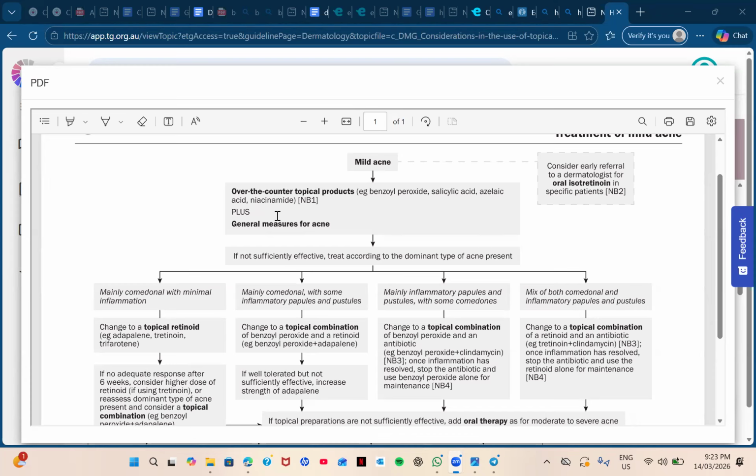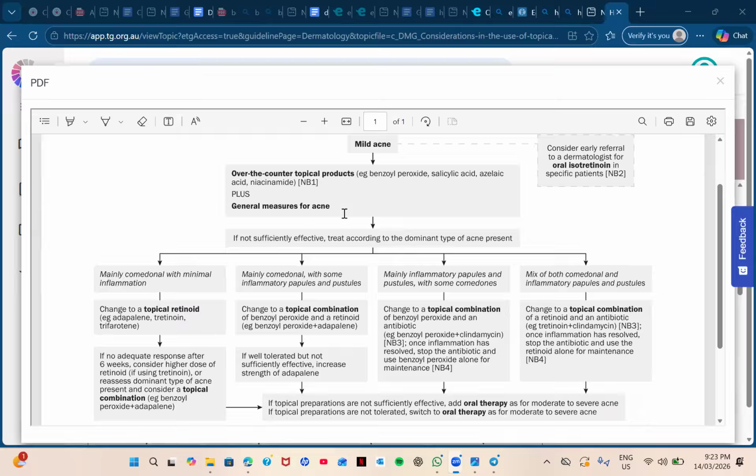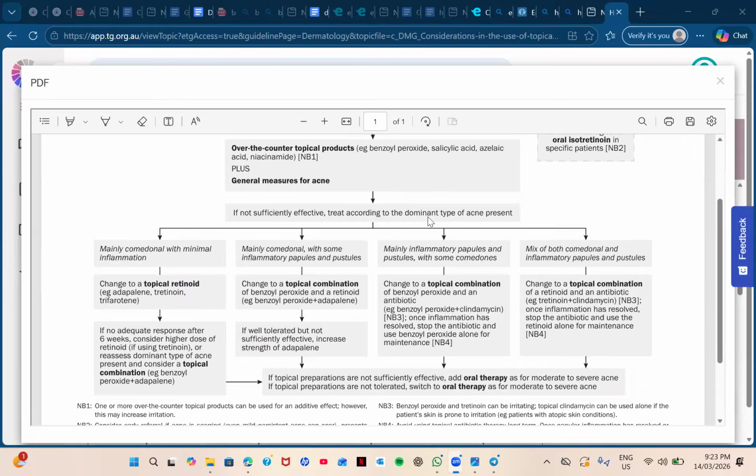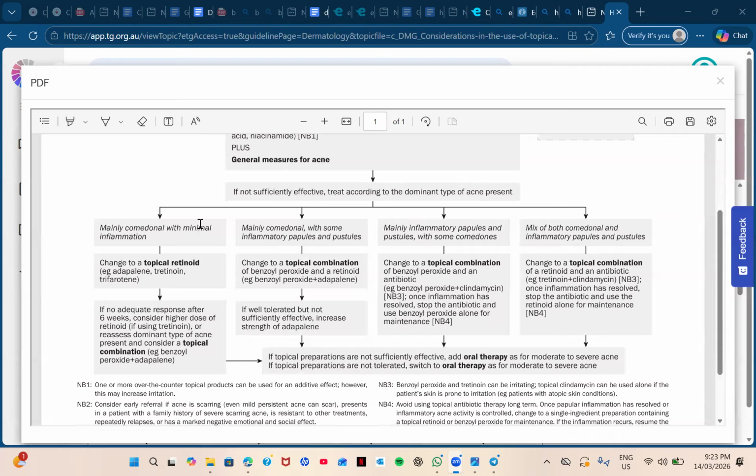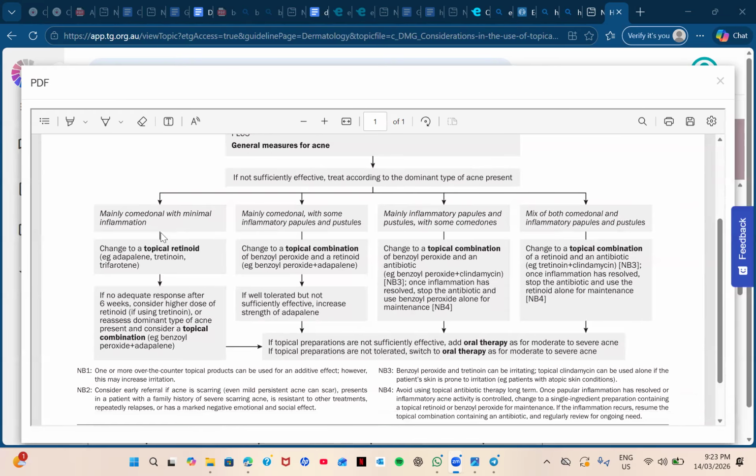Okay, then if the mild acne is not cured by this over-the-counter topical product, then what should you do? If not sufficiently effective, treat according to the dominant type of acne present, right? Here, mainly comedonal with minimal inflammation. Then change to a topical retinoid like adapalene, tretinoin, or, sorry, tazarotene, right? Just remember tretinoin, adapalene, or retinol.